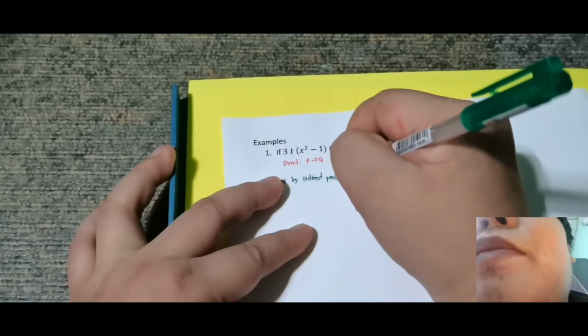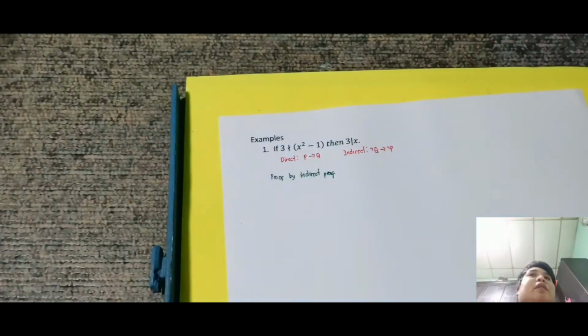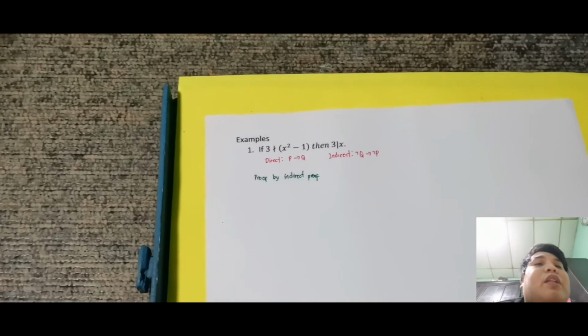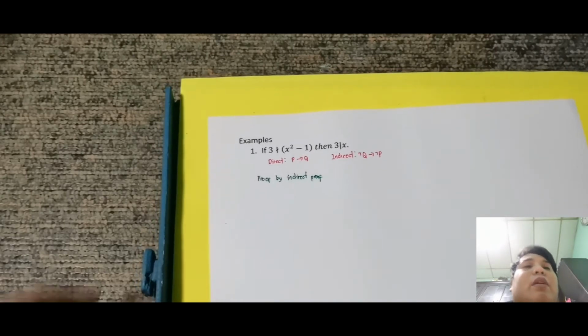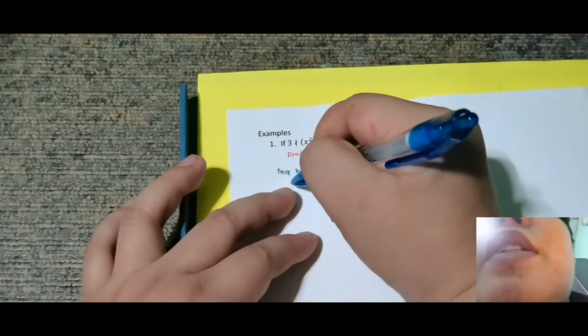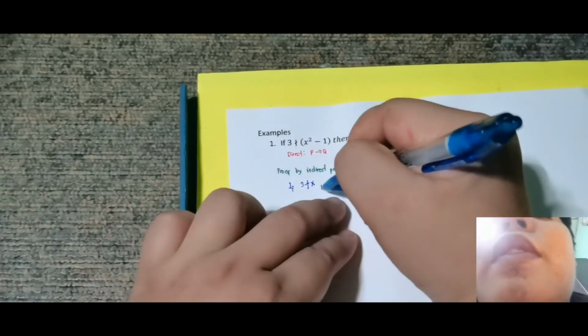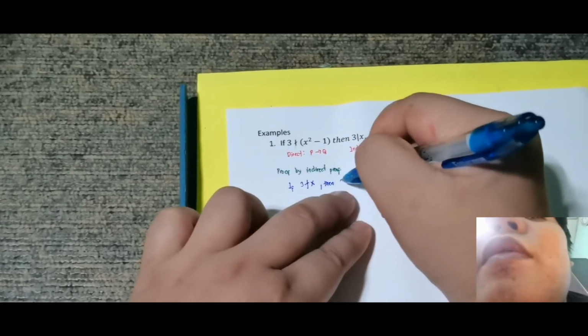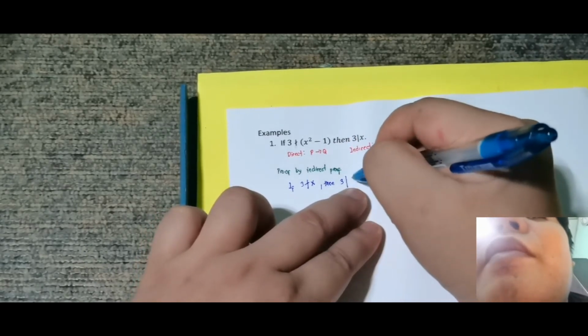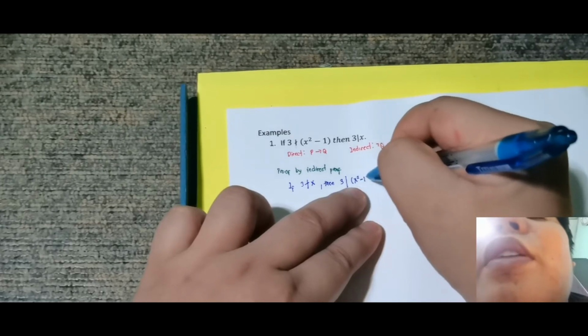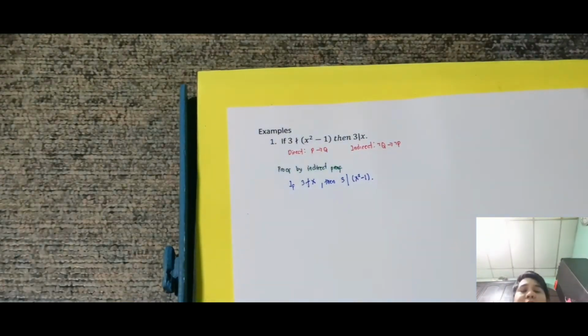So, parang contrapositive. Kasi aware kayo na yung P implies Q is logically equivalent sa not Q implies not P. That is the contrapositive. So yung truth value niya is 1. So pwede natin gawin yun. So, proof by indirect proof, ano mangyayari? It is revised to: if 3 does not divide x, then 3 divides x squared minus 1. Yan dapat yung mangyayari.